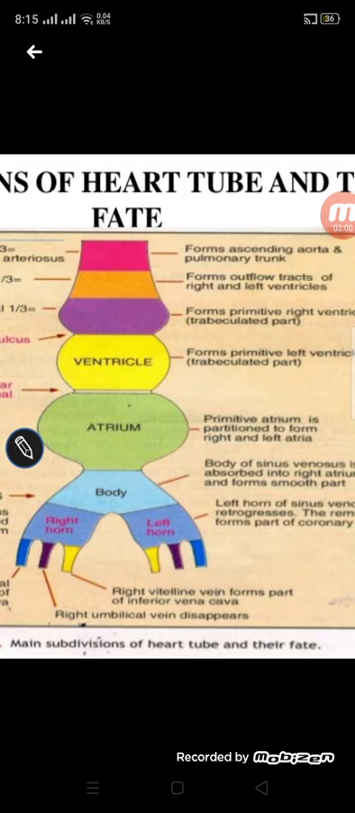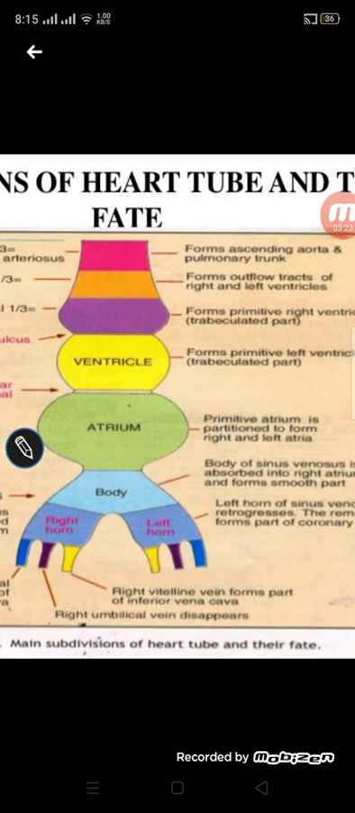ventricle. I will repeat myself, the bulbus cordis will merge into the primitive ventricle, and together they will form the ventricles. The bulbus cordis portion will convert into the primitive right ventricle, whereas the primitive ventricle will convert into the primitive left ventricle, but the trabeculated part.